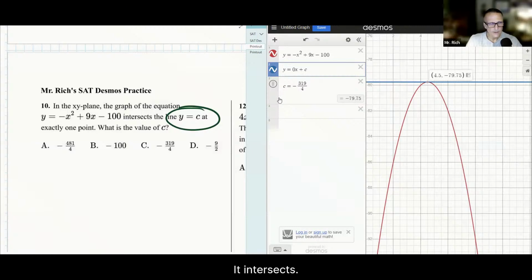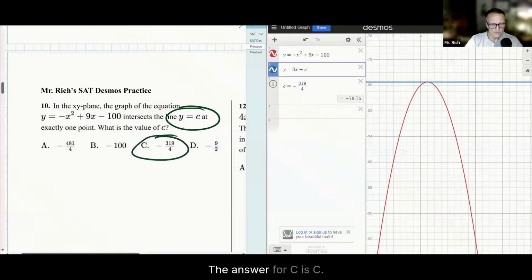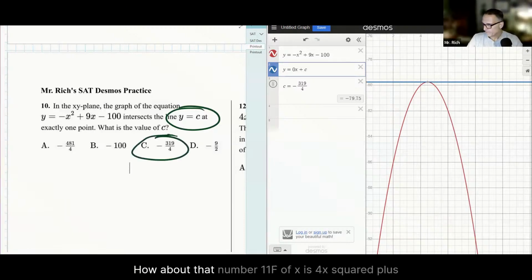I zoom in and I click, it knows that I'm looking for that. It does, it intersects. What's it asking me for? It wants the value of C. C, yep, I got it. That's my answer. The answer for C is C. How about that?